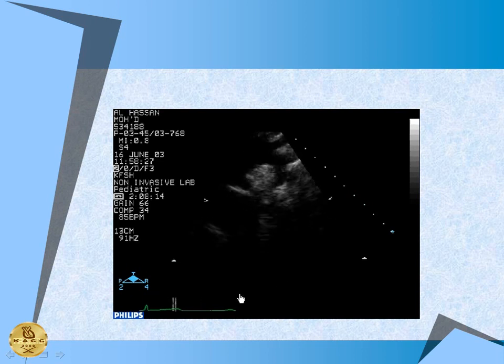Now we'll go just to the 4 minutes I have, or the 3 minutes? 3 minutes. I'll just show you images of coarctation and just go over them.